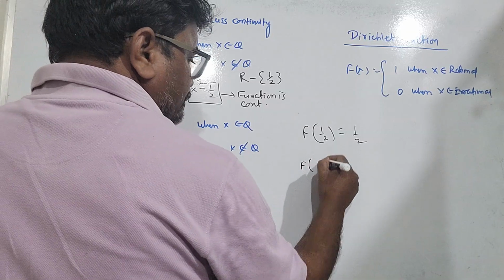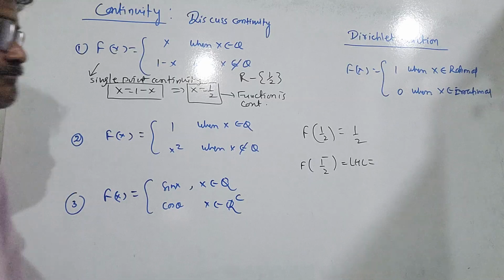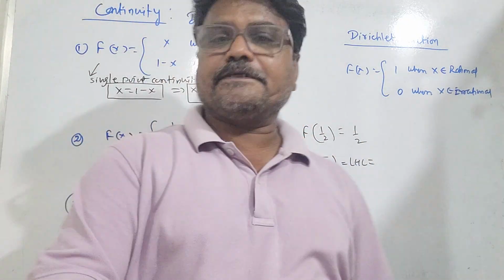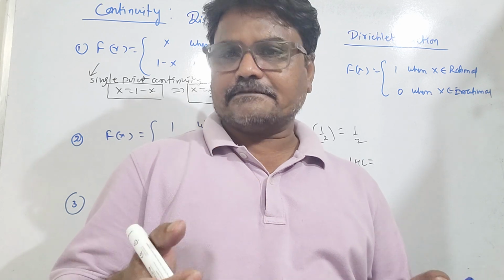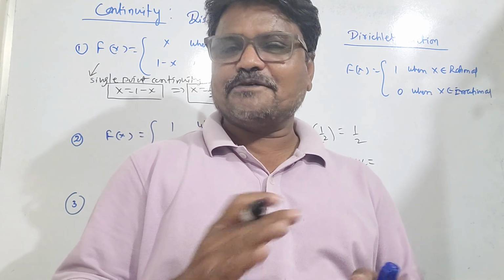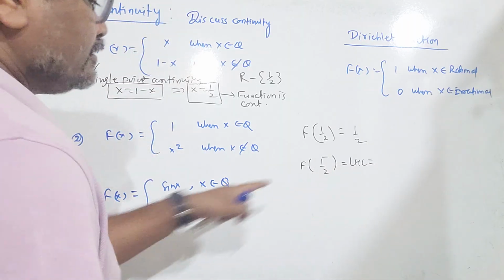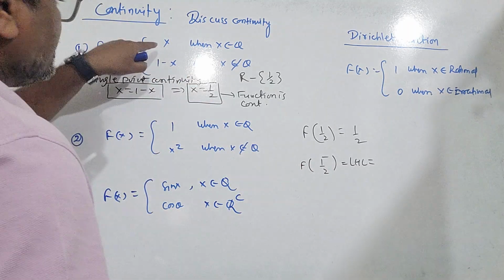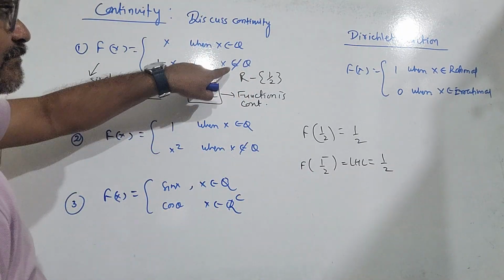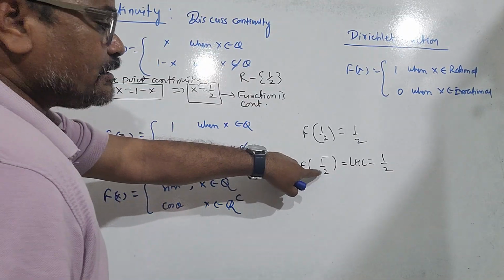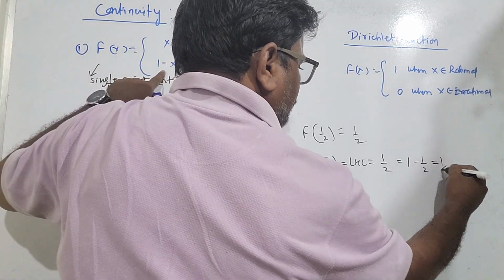When I find out the left hand limit, that is LHL, at 1 by 2 from the left hand side, either you will have a rational number or an irrational number. Correct? Both you can have, rational as well as irrational. If you are having a rational number to the left of 1 by 2, we will use this definition. This is coming to be 1 by 2. And if you are having an irrational number to the left of 1 by 2, you will use this definition, and this is also coming to be 1 by 2.